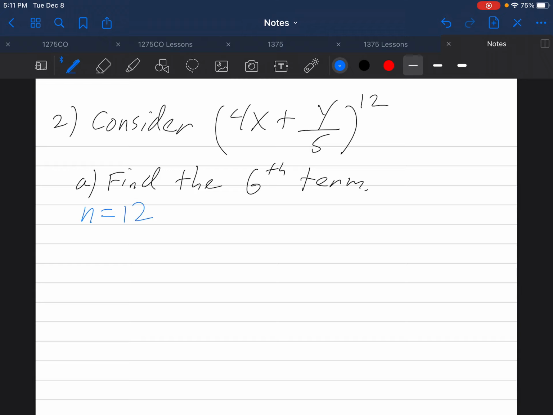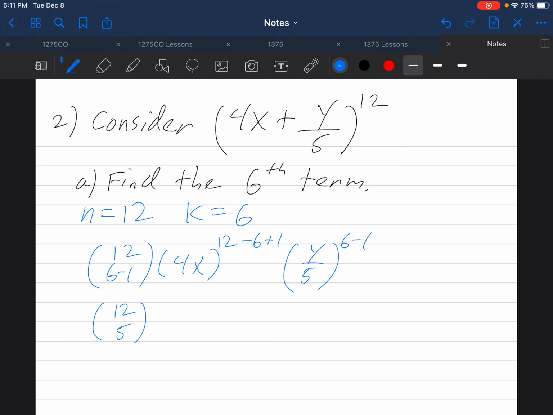N is equal to 12. That's this exponent right there. K is equal to 6. That's the numbered term that we are looking for. So that means we're looking at 12 choose 6 minus 1. We're looking at 4x, again, that's the first term over here, raised to the power of 12 minus 6 plus 1. And then we're looking at this fraction of y over 5 raised to the power of 6 minus 1.